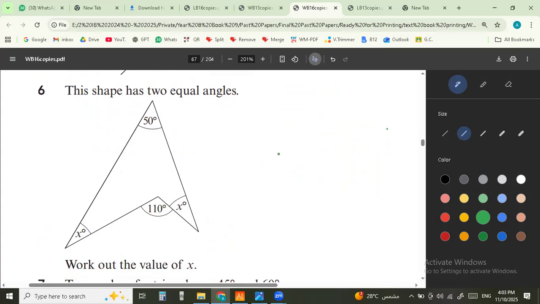Next shape here, this shape has two equal angles. Well, this shape is actually a quadrilateral. Look at that. I have here, this is a side, 1, 2, 3, 4. So it has four angles. 1 is here, 50, 2 is x, 3 is x, and the fourth one is this one. How can I find this one? It is 360 minus 110 equals 250 degrees. So this is 250 degrees.